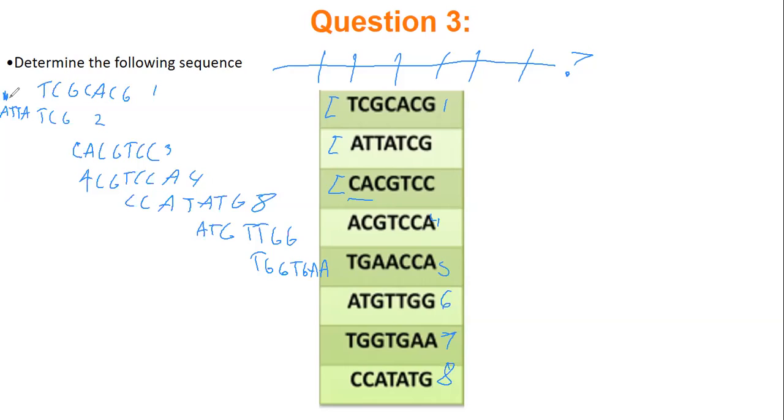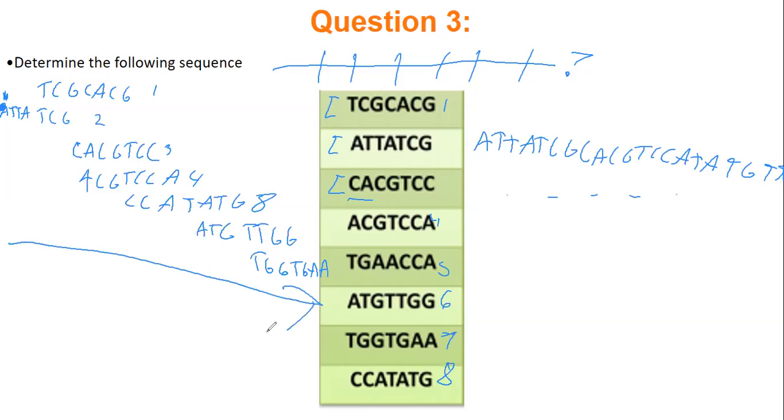So it's starting from here because that's the most left nucleotide. The whole sequence is A, T, T, A, T, C, G. Then it goes C, A, C, G, T, C, C, A, T, A, T, G, T, T, G, G. Oh no, I'm running out of space. So on and so forth. Basically, you just start here and you move from left to right to figure out your completed sequence. And that is how you put the pieces back together.